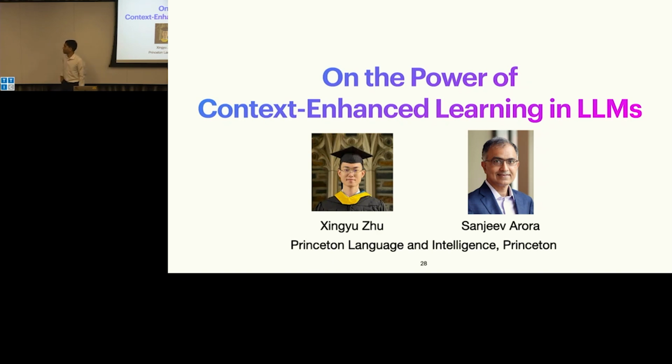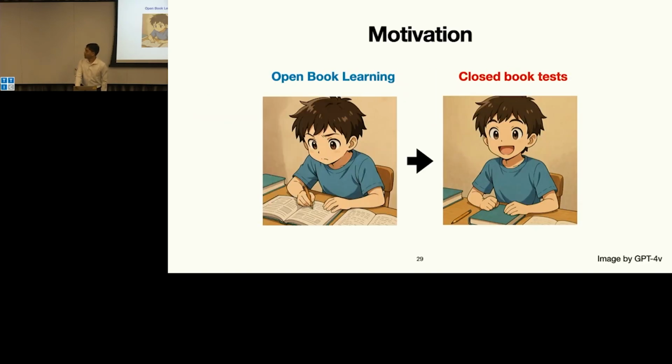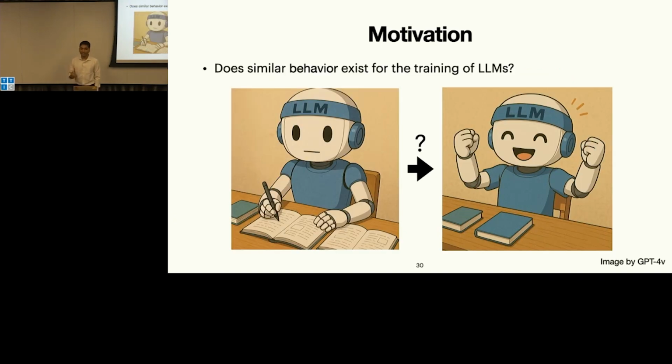This is joint work with Xingyu Zhu and Sanjeev Arora at Princeton. Alright, so the motivation of this work comes from humans. We humans study on open books, and then we try to do well on closed book tests. The question is, can similar behavior be observed for LLMs, where we keep open books with additional information during training, but can it do well at test time without access to such textbooks?